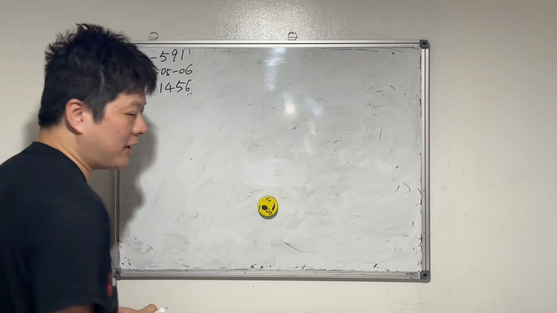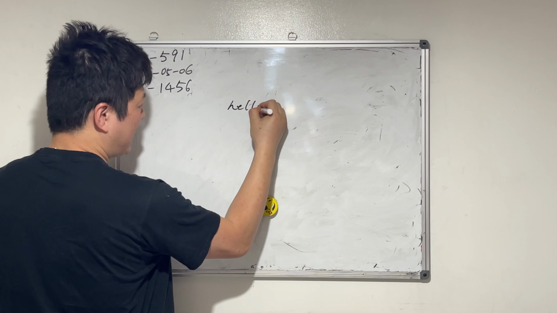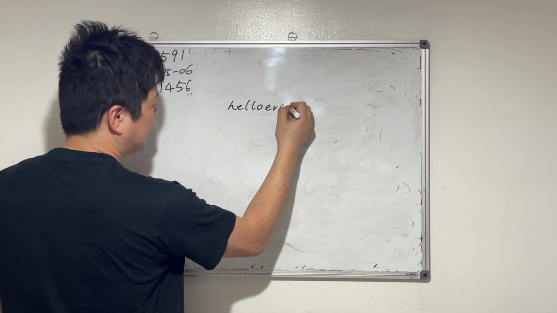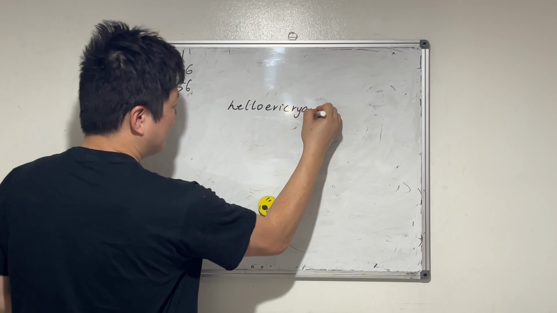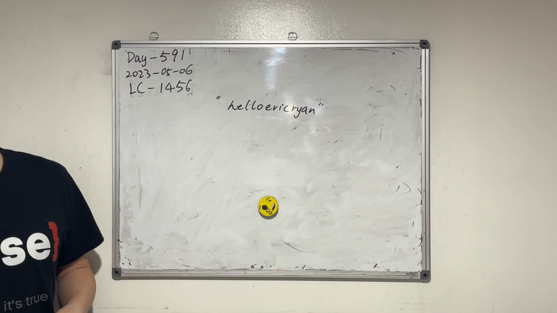Okay, so we're given an English word, say H-E, English letters. Hello. E-R-I-C-R-Y-A. Does it have to be an actual word? No, it doesn't. It could be random English letters.